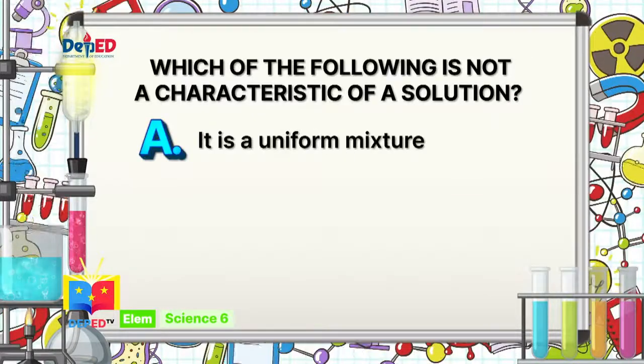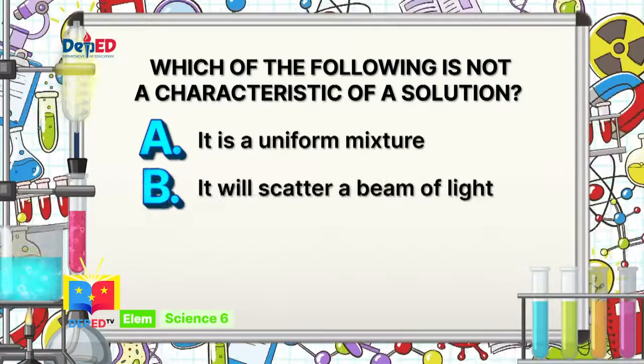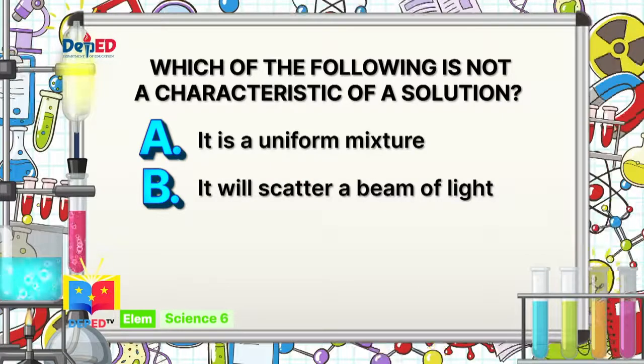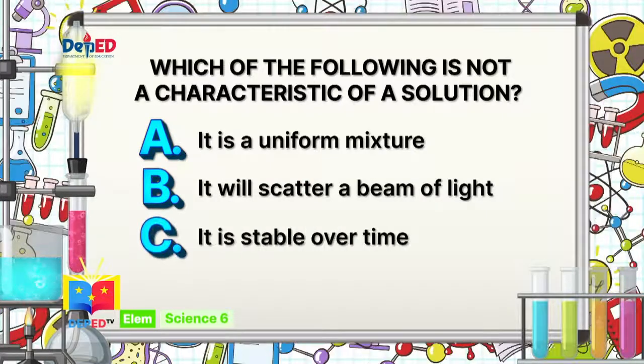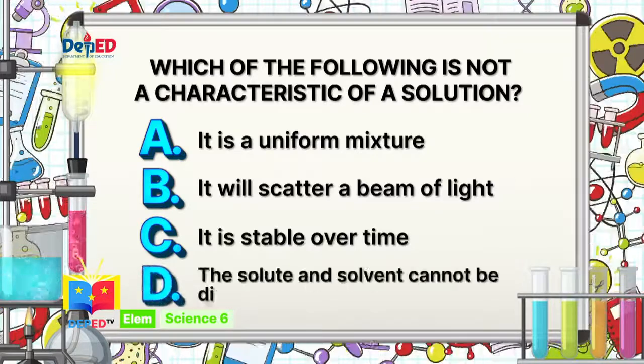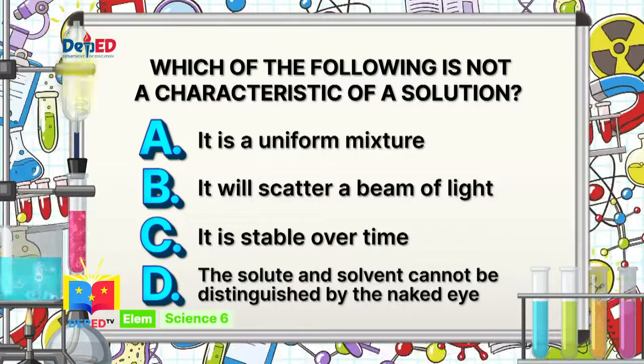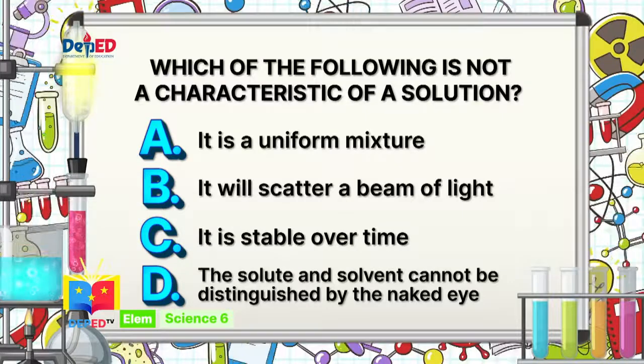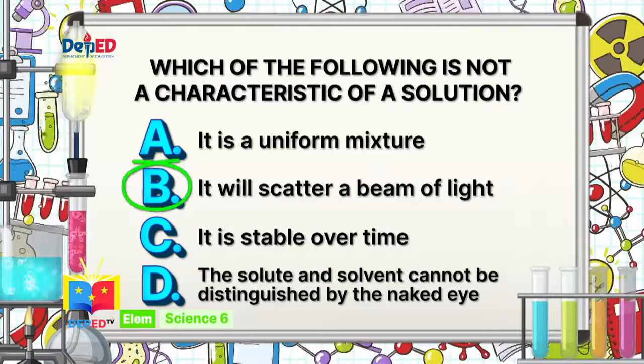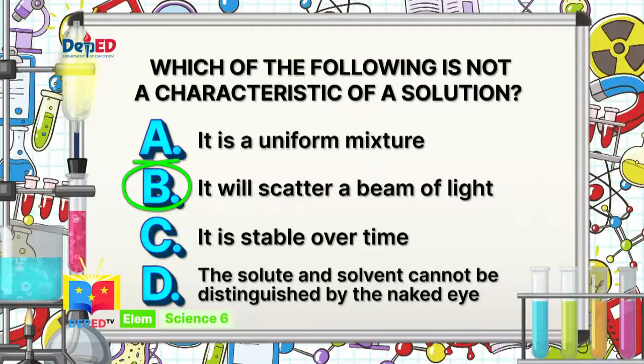Number 2. Which of the following is not a characteristic of a solution? A. It is a uniform mixture. B. It will scatter a beam of light. C. It is stable over time. Or D. The solute and solvent cannot be distinguished by the naked eye. The correct answer is B. It will scatter the beam of light.